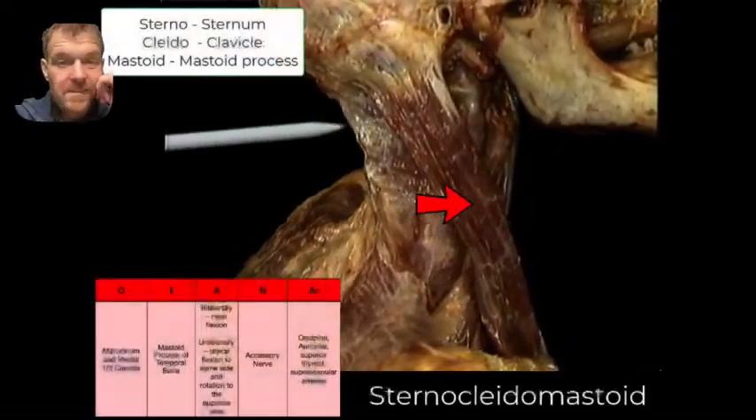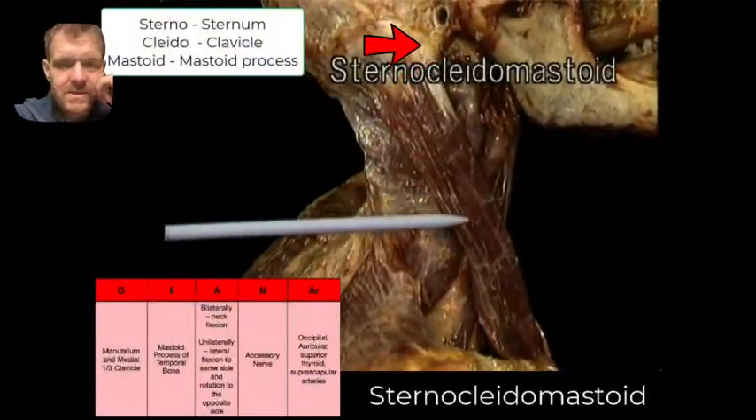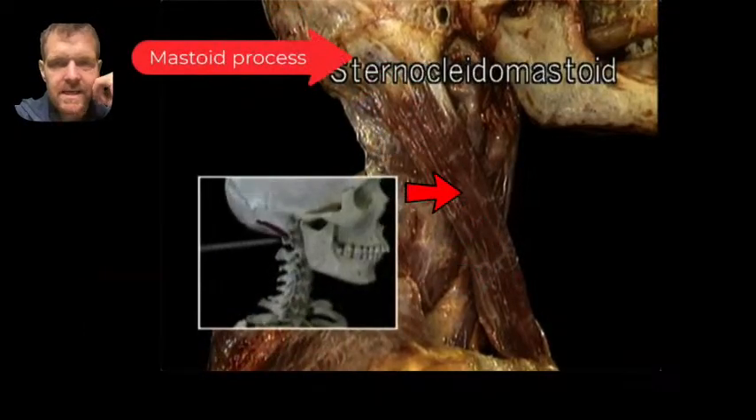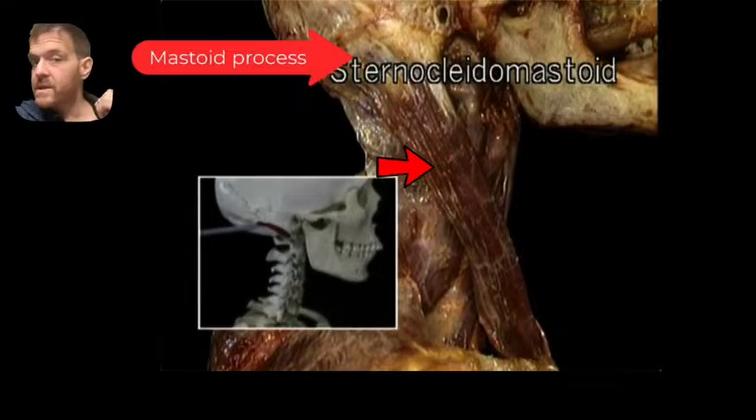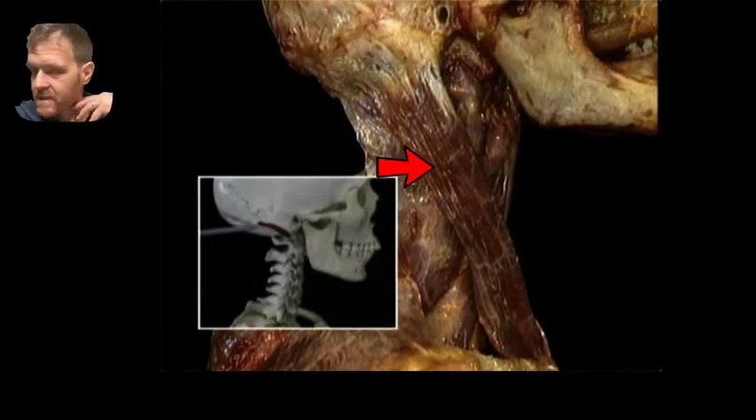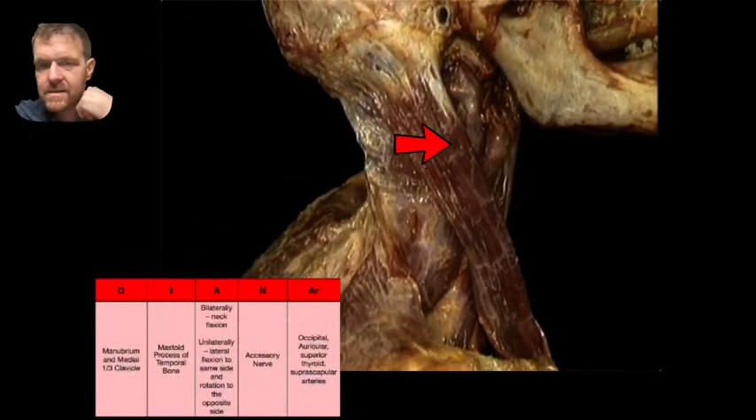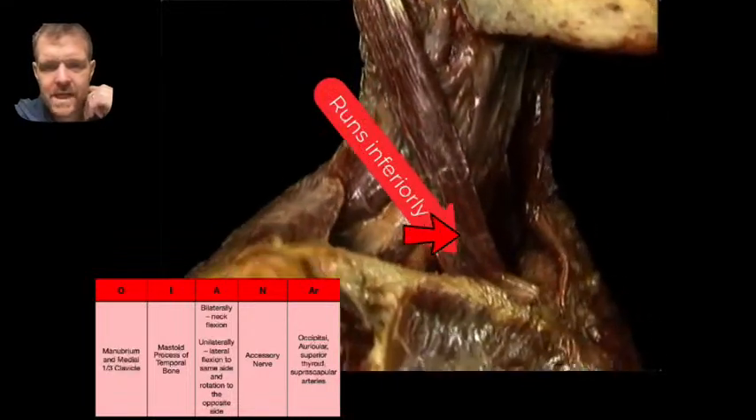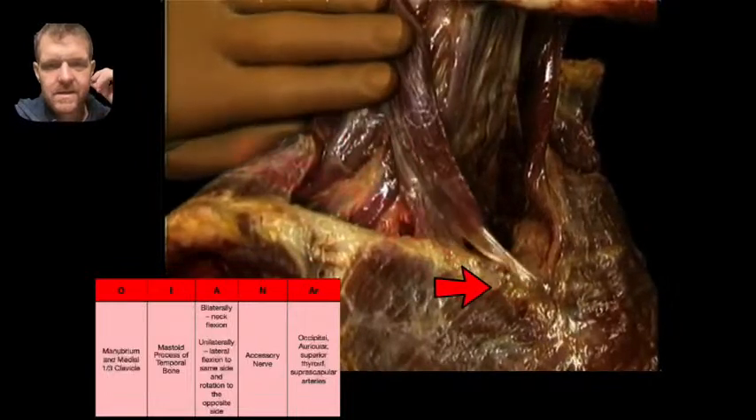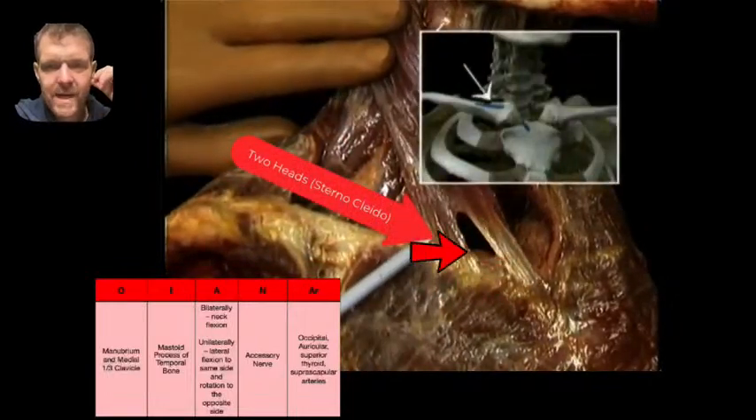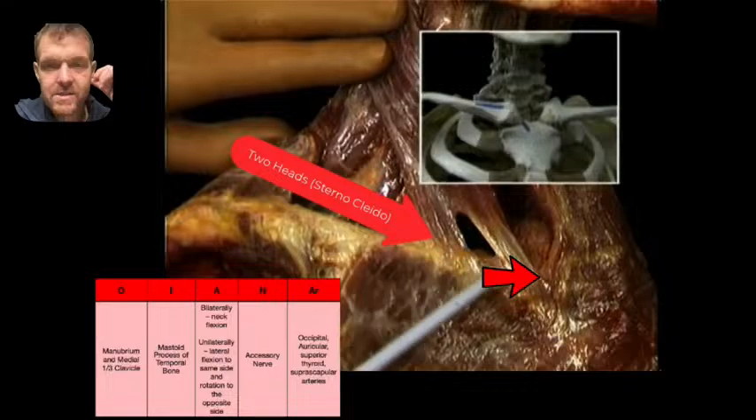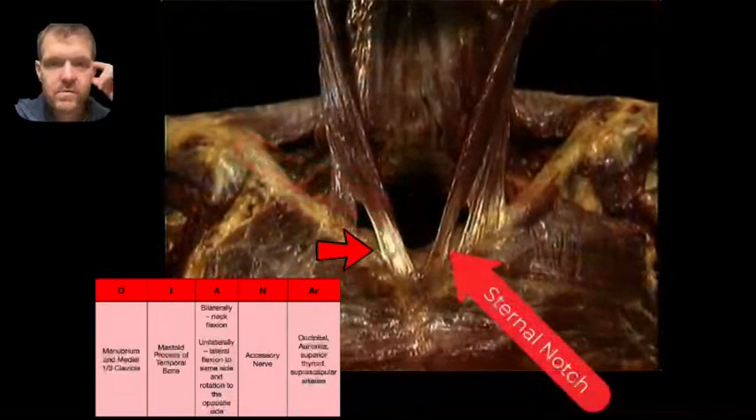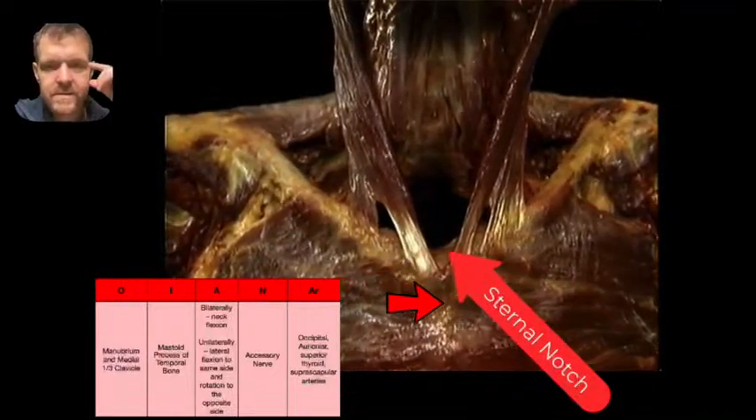And here we are. This is a massive muscle as well. So there's your mastoid process just there. And here it is coming around here. So it's the one you can see when you turn your neck and then you side flex. You can see that one pop out. So it runs inferiorly. There it is there, look. And we've got two heads, a sternal head and a clavicular head. So that's your sternocleido part of it.